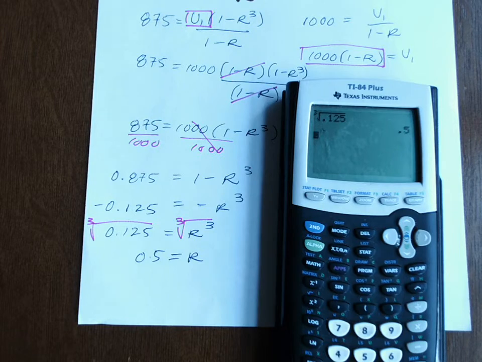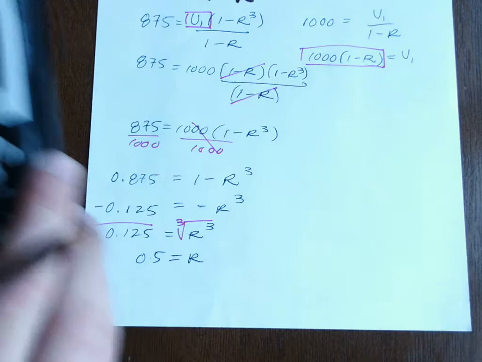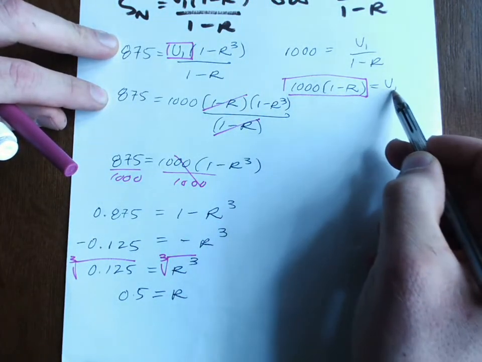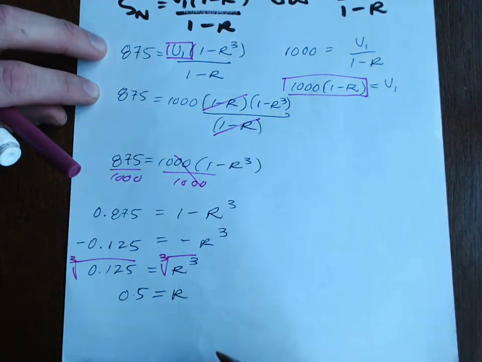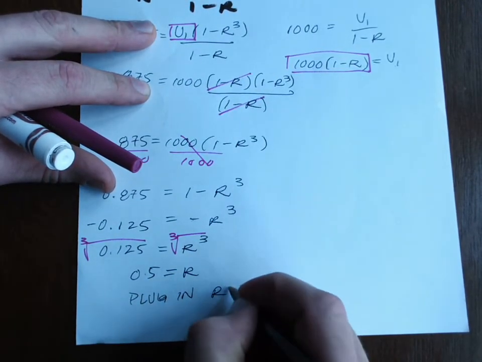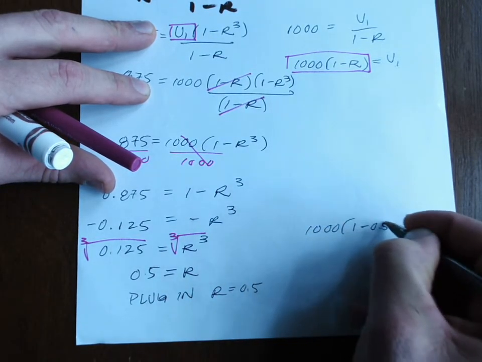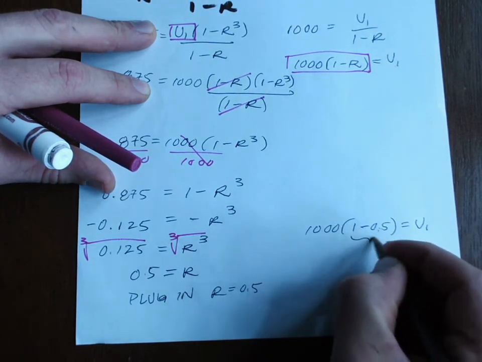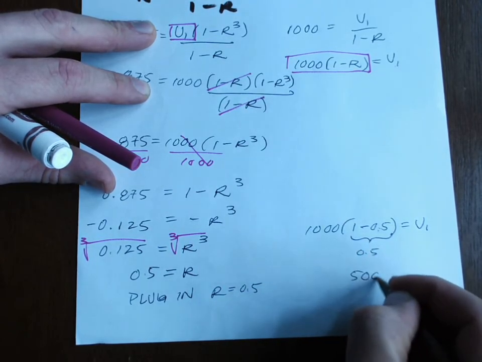So from there, we know that this pattern is multiplying by 0.5, and we can go back up to one of the other equations. I like this one, the one where it was solved. u1 is equal to 1,000 times 1 minus r. We can plug in 0.5 into it. So plug in 0.5: 1,000 times 1 minus 0.5, and that would be 0.5, and if you multiply 0.5 times 1,000, that'd be 500.